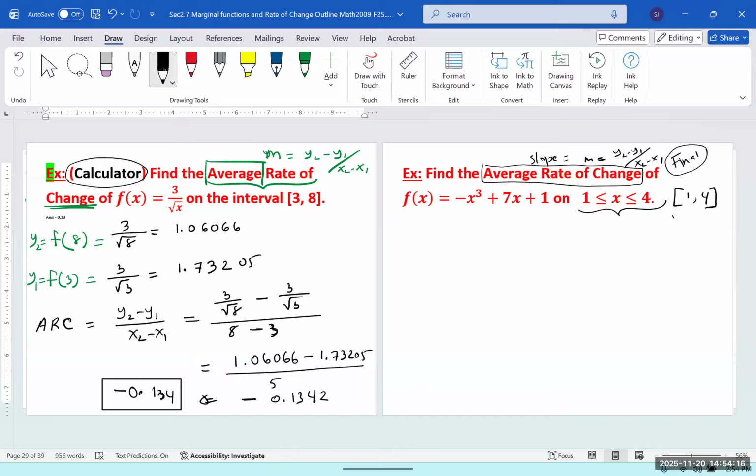Or 1. So what you're finding? Yeah, 4. So Y2 is half of 4. Good job. You plug in into the equation. All right. So we have to find your Y2, find your Y1, and then average rate of change.